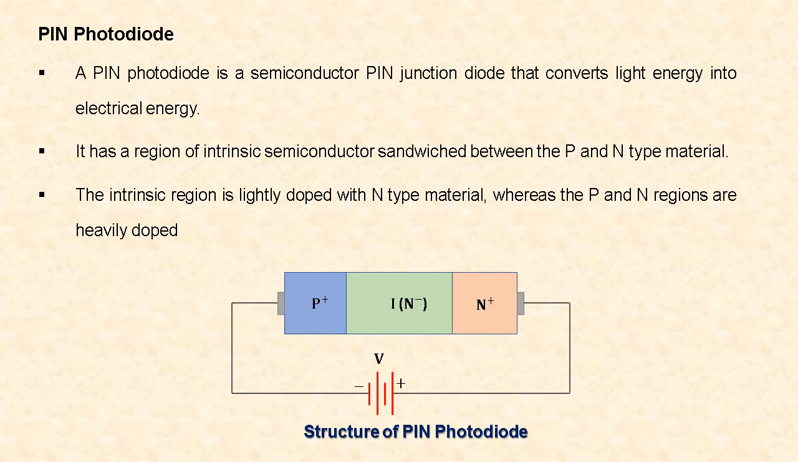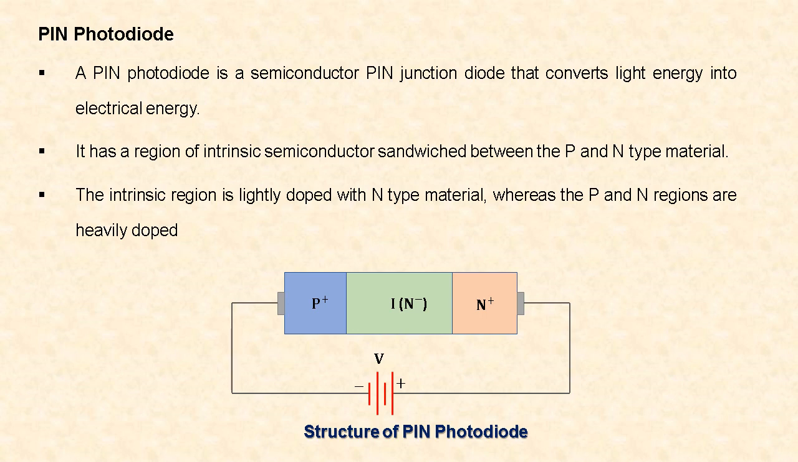Next, let us see the PIN photodiode. A PIN photodiode is a semiconductor PIN junction diode which converts light energy into electrical energy. I indicates the intrinsic region. This intrinsic region is sandwiched between heavily doped P and N-type regions. The intrinsic region is made of lightly doped N-type material. The structure of the PIN photodiode is shown in the figure.